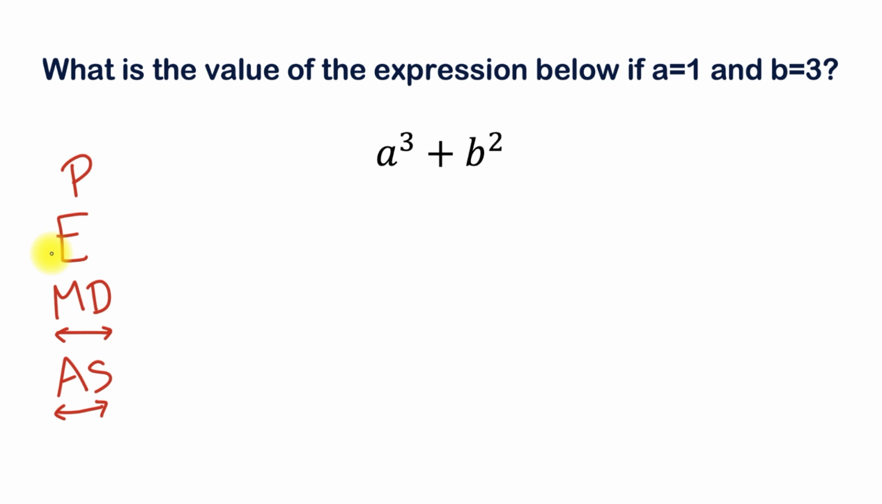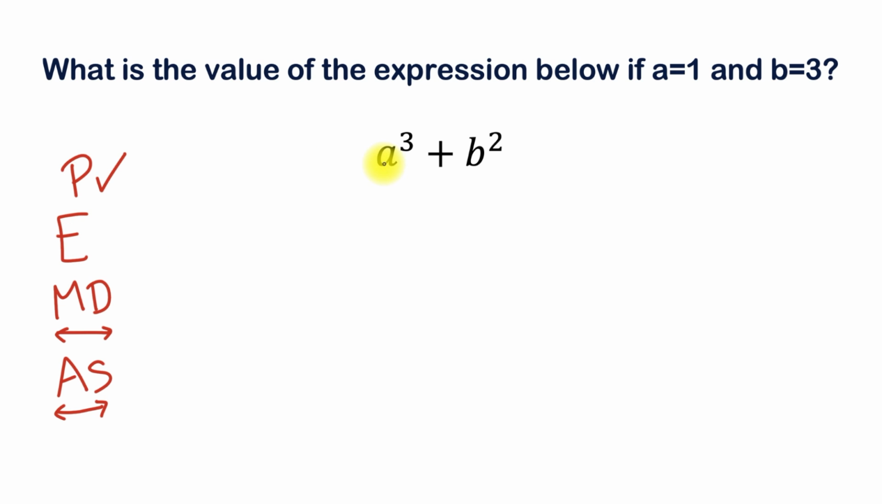Now it's important to note that even though the order of operations has 6 letters in it, it's only 4 steps. Let's start with step 1. P stands for parentheses. Since there are no parentheses here, we can just check that off. Step 2 is to use exponents.